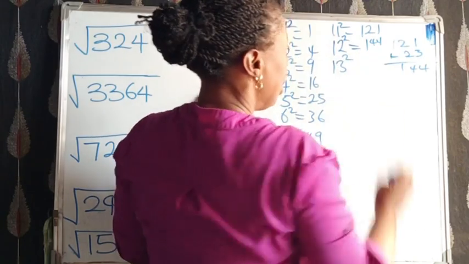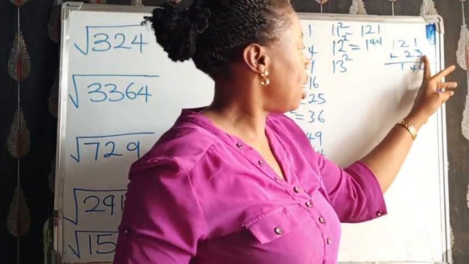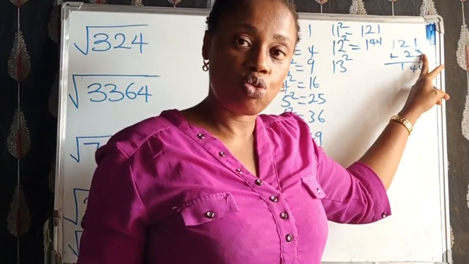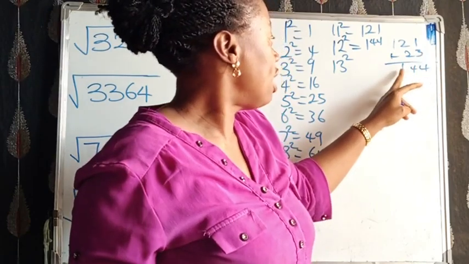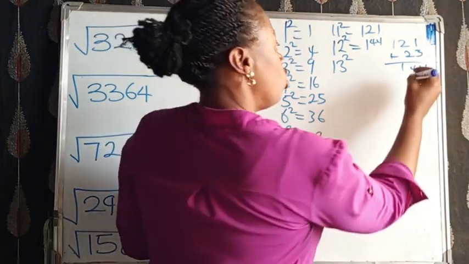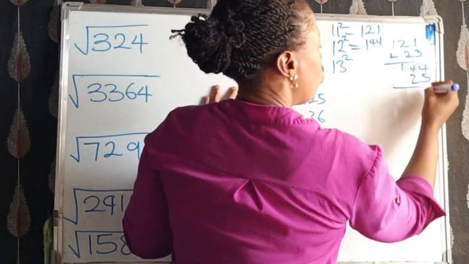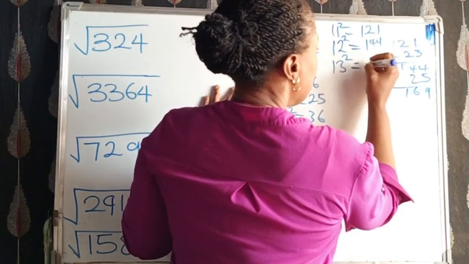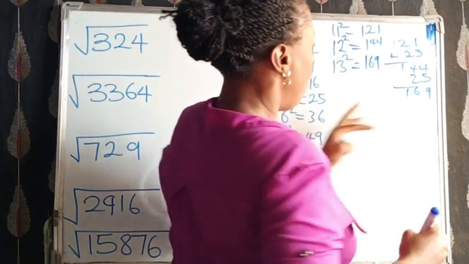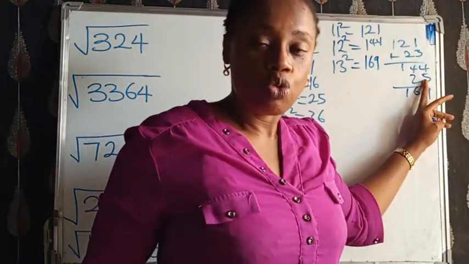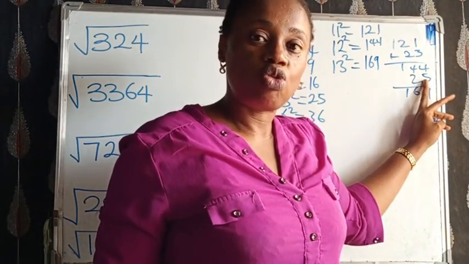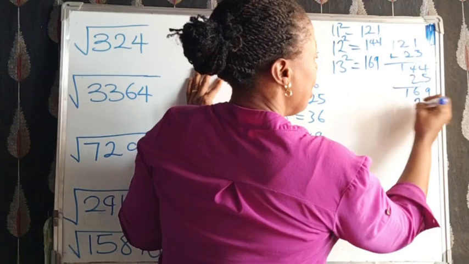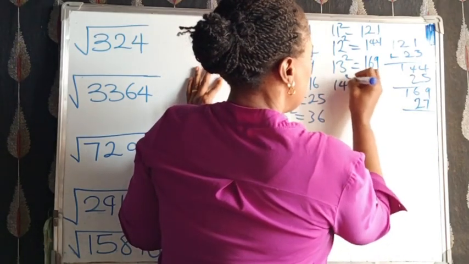Now, 13 squared. Now we've added 23 here. You add 2 to this 23 again. That's 23 plus 2, which is 25. So you now say 144 plus 25. This will be 169. Now we add 2 to 25 again. 25 plus 2 is 27. So we are going to use that to add to 169 to have the next one, which is 14 squared.